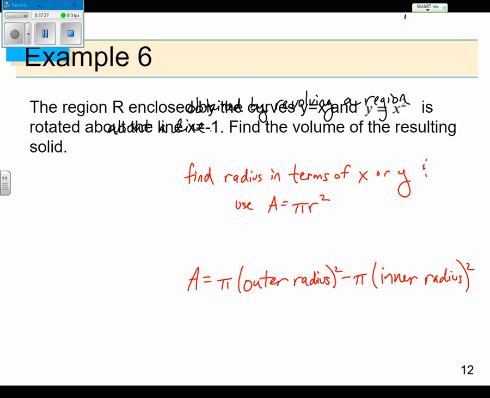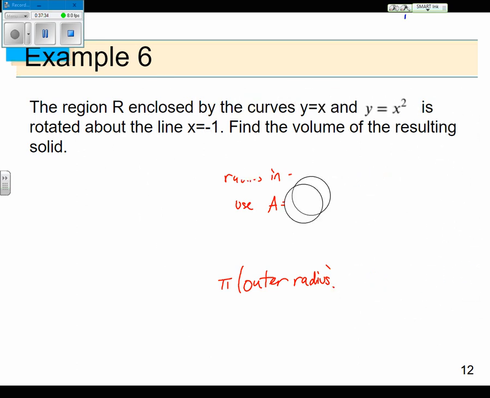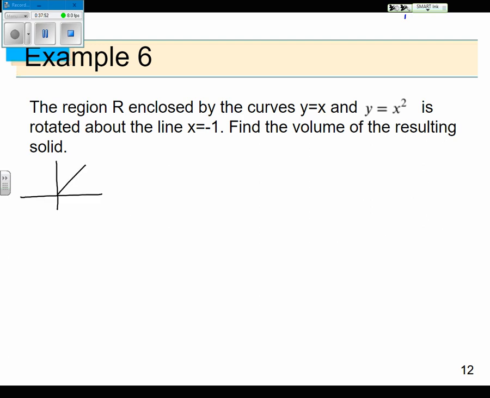Okay, so let's go full blast, however hard we can make this. It's coming up right here. I'm going to make it so it's not about an axis, and I'm going to make it so that we are stacking them up in the y direction. So we have to switch everything in terms of y. I've got my same region. Should have looked ahead a little bit more. I have this region right here, but this time I am rotating it about the line x equals -1.